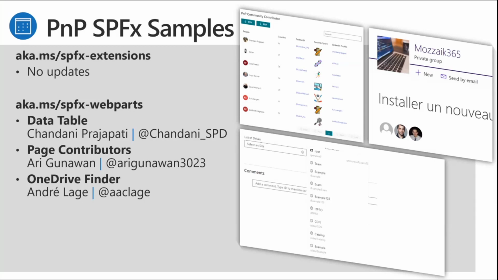So here are the updates for the last 2 weeks. We have an update to the data table by Chandani Prajapati. She added support for showing images within the data table, and she's upgraded it to SPFx 1.12.1. The page contributors web part, which actually shows all the people who contributed to a page in a nice web part, was updated by Ari Gunawan, and it's also updated to SPFx 1.12.1. It's great to see that we're starting to see more 1.12.1 samples.